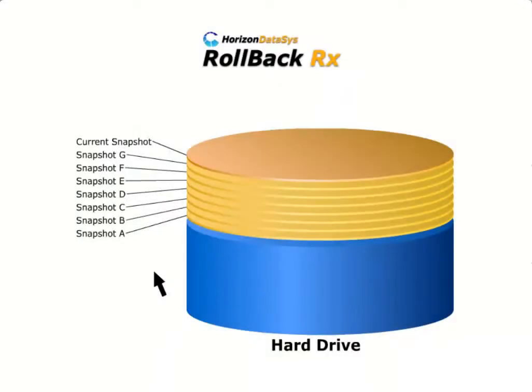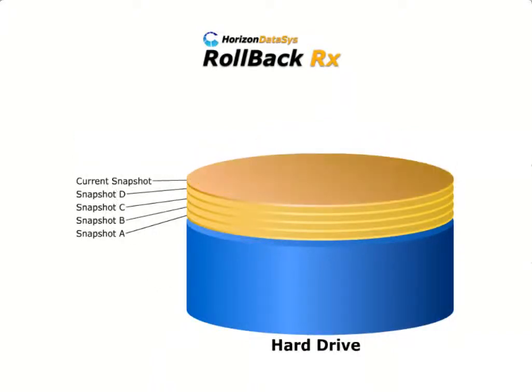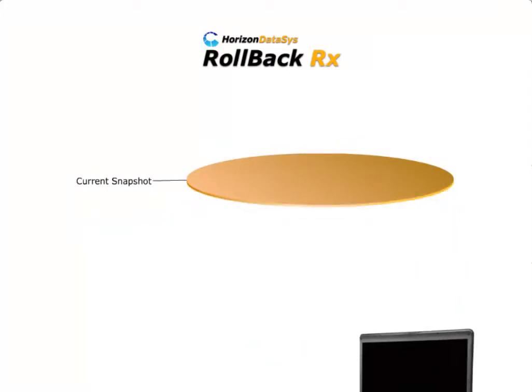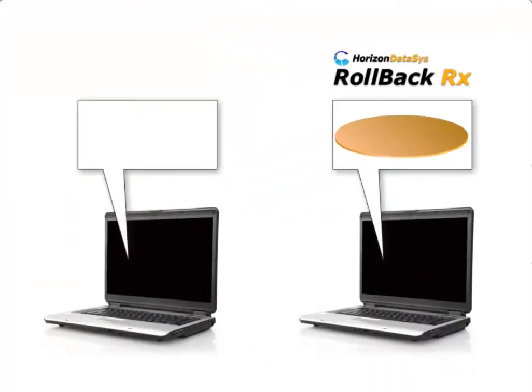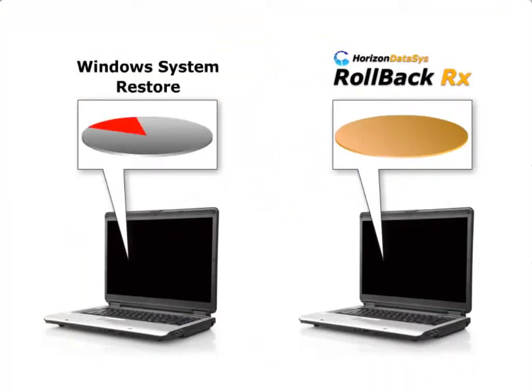In addition to taking virtually unlimited snapshots, RollBack RX enables users to roll back to any snapshot. Unlike Windows System Restore, which can only restore Windows system files and some program files, RollBack RX restores program files, system files, data, everything, right down to the last byte.